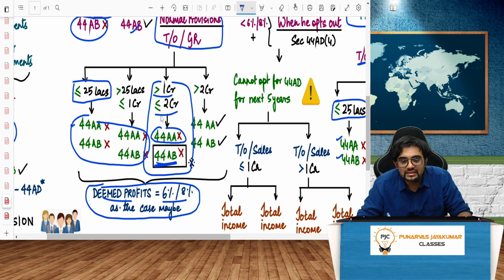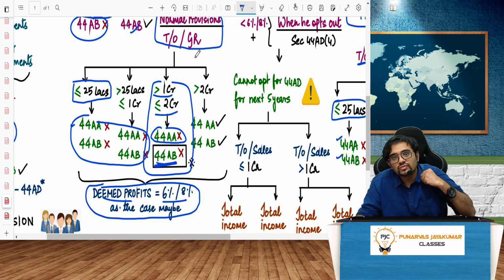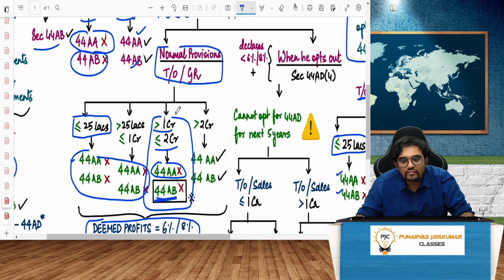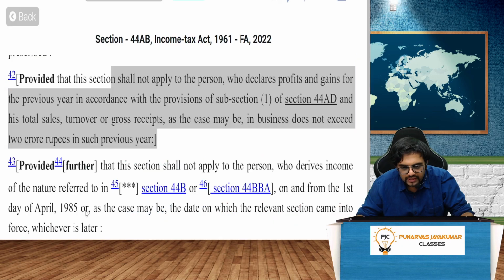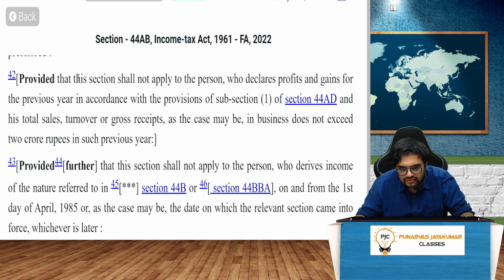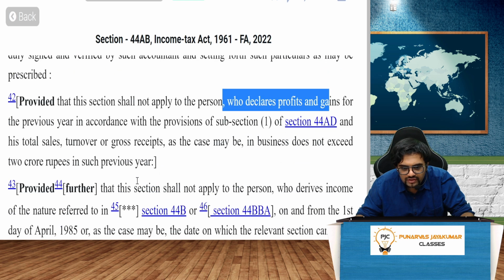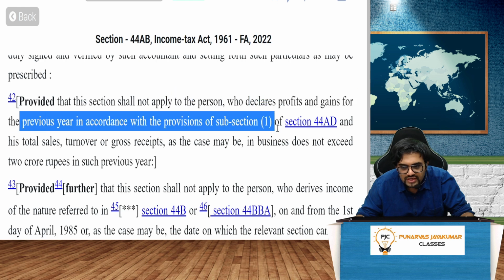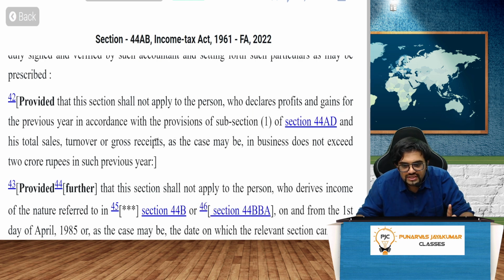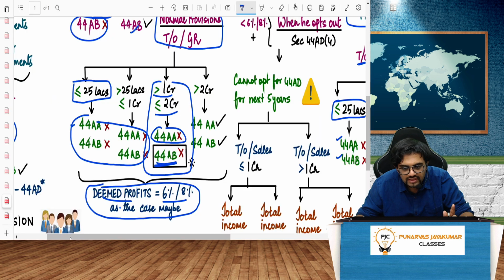Should I maintain the accounts and get an audit was the question. Anything more than 1 crore, you have to maintain, right? But here I am actually opting for 44AD. Check out, I'll show you that Bare Act. See, this came in 2017 itself, this part, but check it out. This section, which section? The tax audit section will not apply to the person who declares profits and gains for the previous year in accordance with the provisions of subsection 1 of 44AD, 6%, 8%, and whose total sales, turnover or gross receipts, as the case may be, in business does not exceed 2 crore in the previous year. Got it?